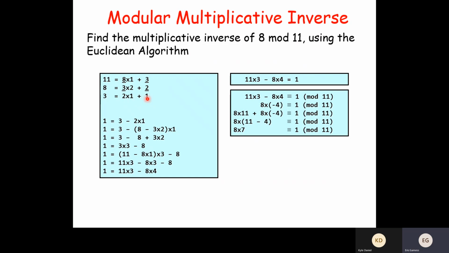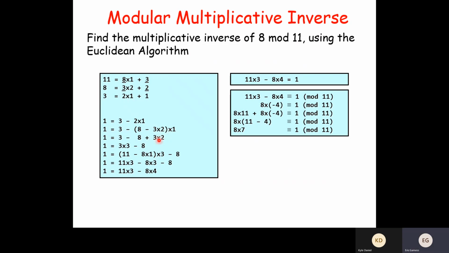So now we can say that 1 is 3 minus 2 times 1. Okay, here you see it. Then we want to replace this 2. If I take the second line, I can say 2 is 8 minus 3 times 2. So I replace this 2 by 8 minus 3 times 2. So it will give me 3 minus 8 times 1, and the negative will be positive, so 3 times 2 times 1 will be 3 times 2.